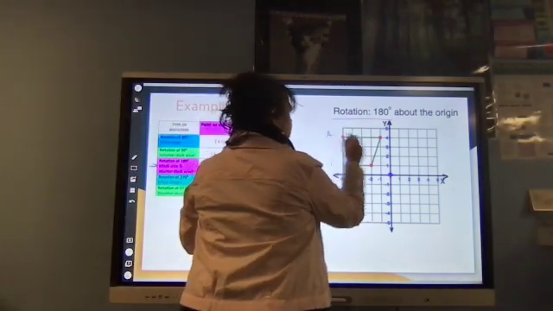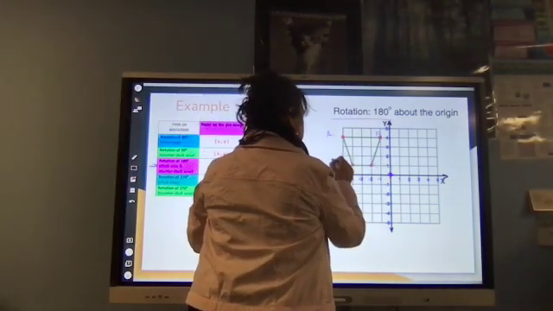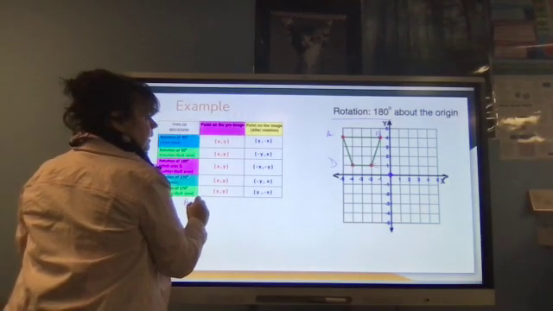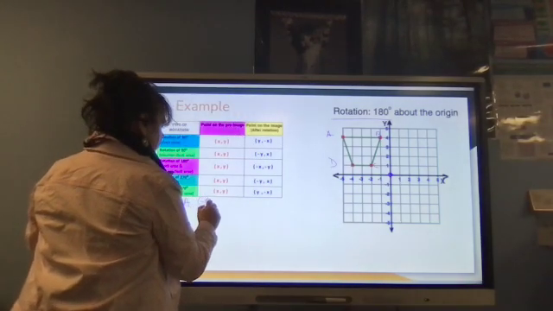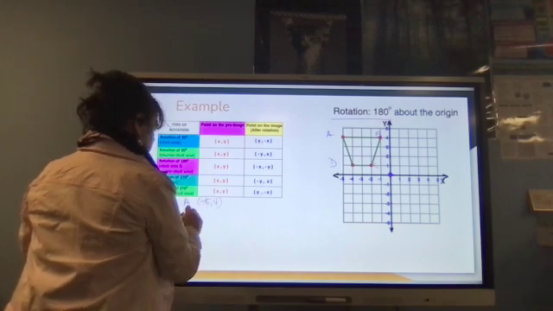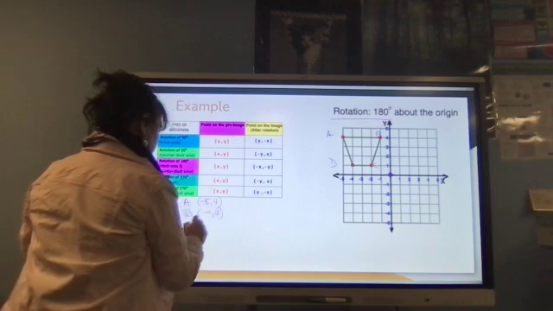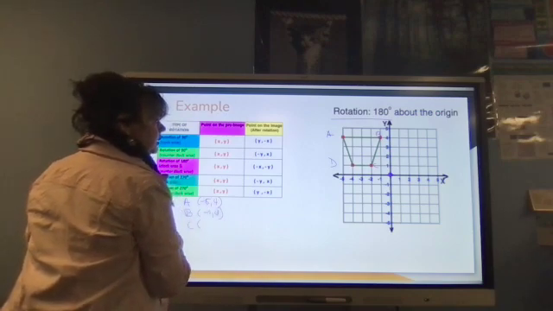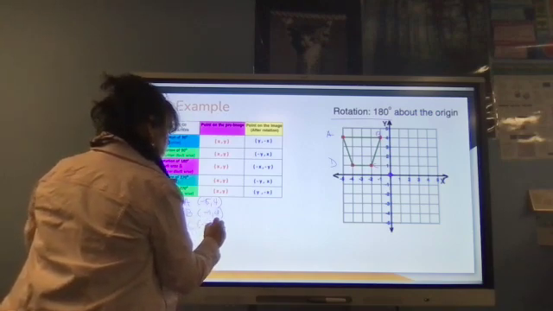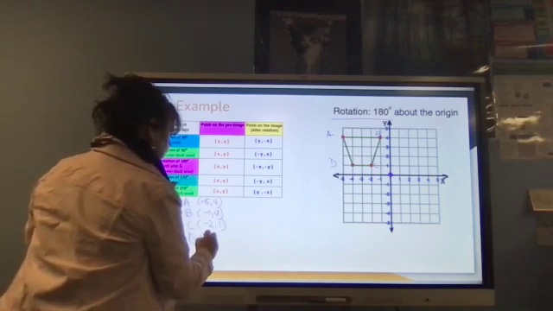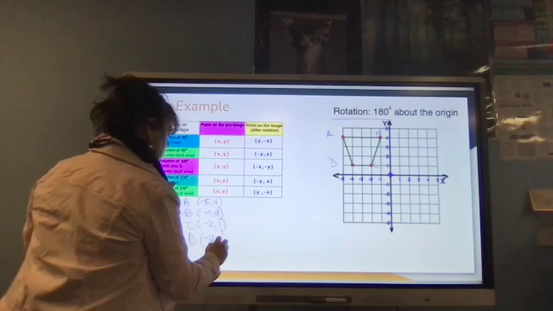So we've got A, B, C, D. And my A coordinate is negative 5, 4. My B coordinate is negative 1, 4. My C coordinate is negative 2, 1. And my D coordinate is negative 4, positive 1.